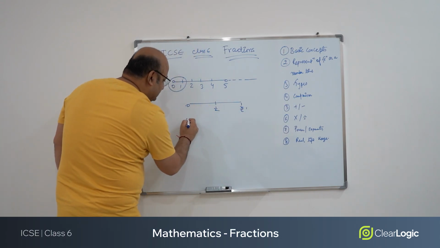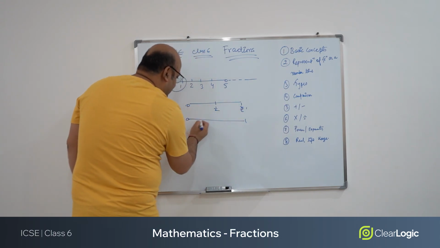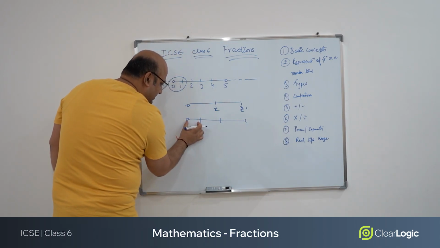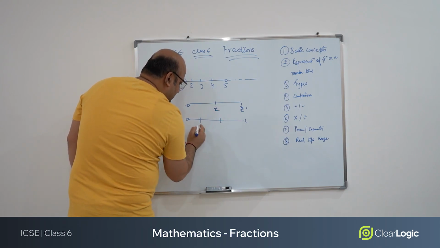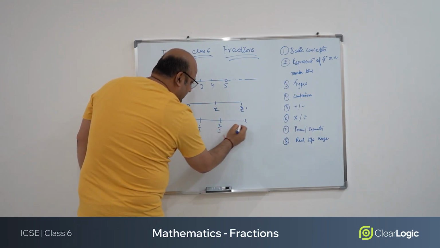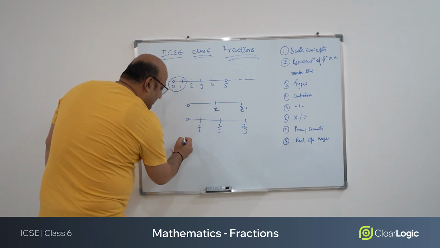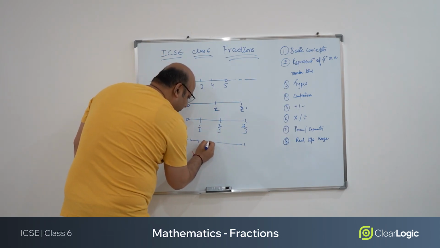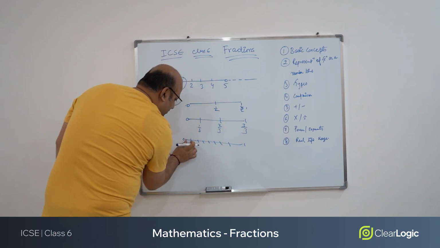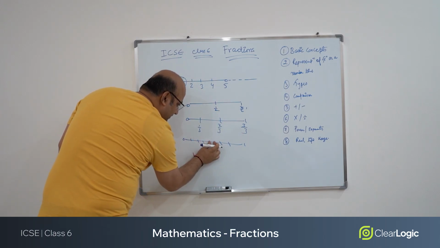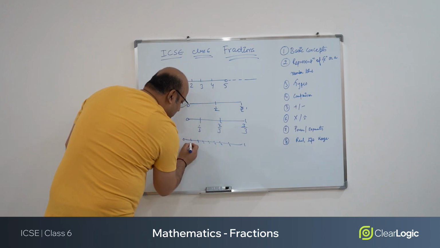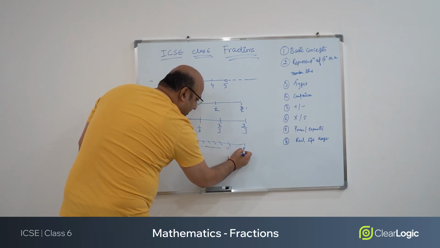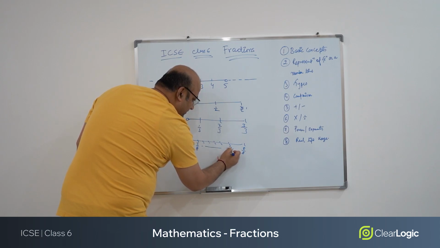Then if we want to divide this into 3 parts between 0 and 1, then 1, 2, this will be the third part, right? 1, 2, 3. So this will be 1 by 3, 2 by 3 and 3 by 3, right? Similarly, between 0 and 1, if we want to divide into 8 parts, then 1, 2, 3, 4, 5, 6, 7 and 8. Then first part, second part, third part, fourth part, fifth part, sixth part, seventh part and eighth part. So this will be 1 by 8, 2 by 8, right? Similarly, this will be 8 by 8 and this will be 7 by 8.